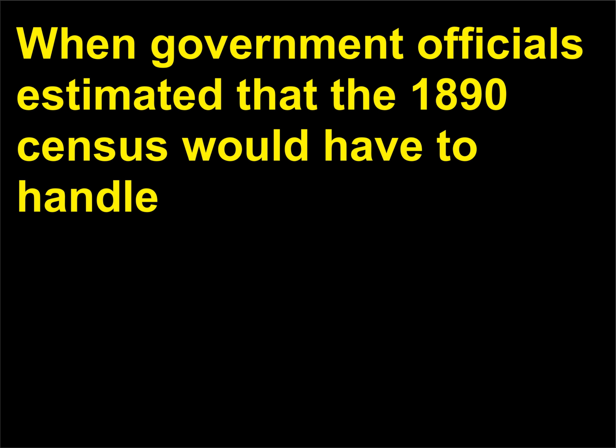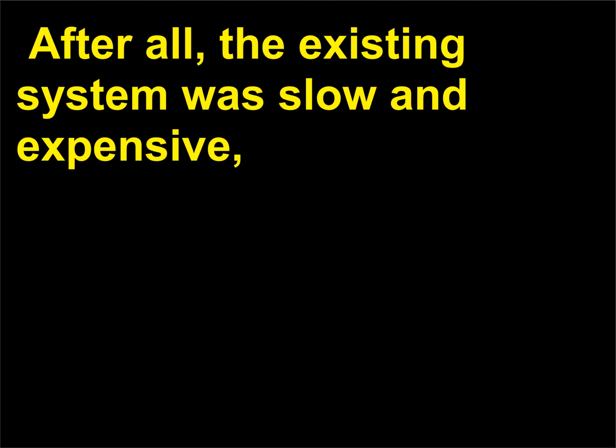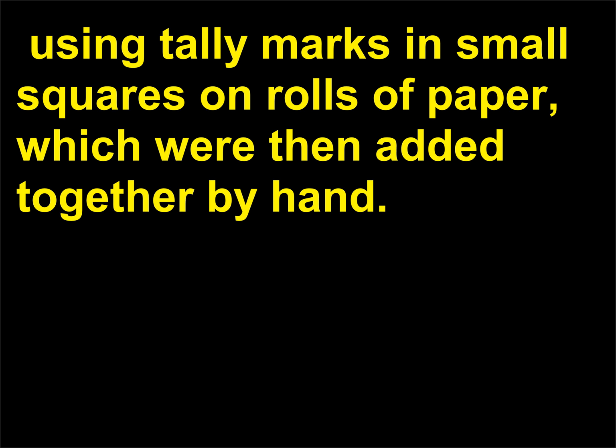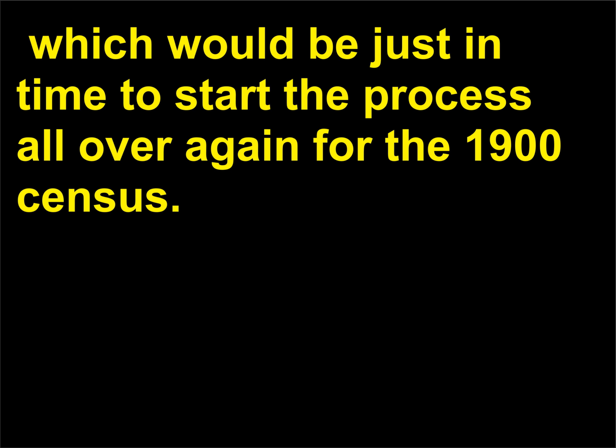When government officials estimated that the 1890 census would have to handle the data from more than 62 million Americans, there was a slight panic. After all, the existing system was slow and expensive, using tally marks in small squares on rolls of paper, which were then added together by hand. One estimate determined that such an endeavor would take about a decade to complete, which would be just in time to start the process all over again for the 1900 census.